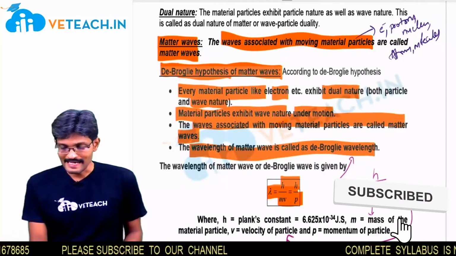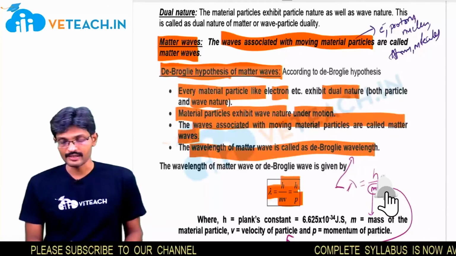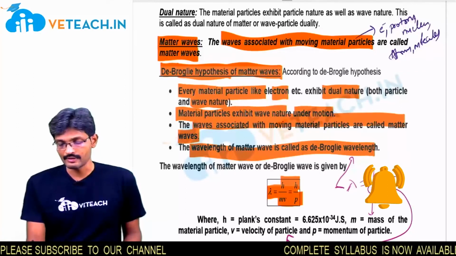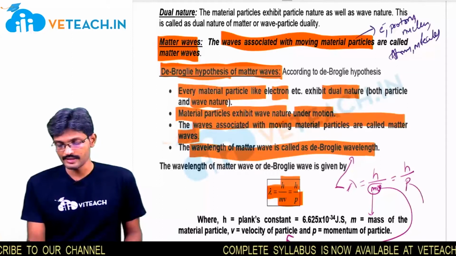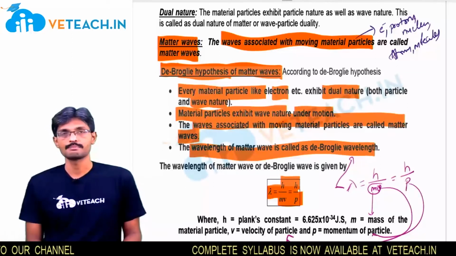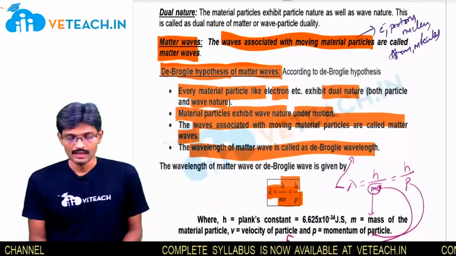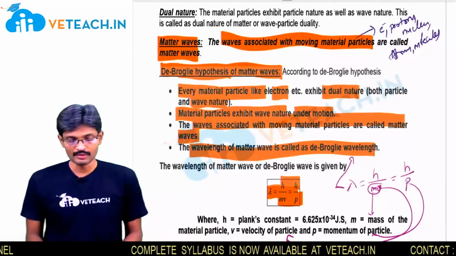The product of mass and velocity is also called momentum. Therefore, the de Broglie wavelength can be given as the ratio of Planck's constant and momentum, and this p is called the momentum of the particle. So, this is about de Broglie. And we can derive the expression for the de Broglie wavelength.